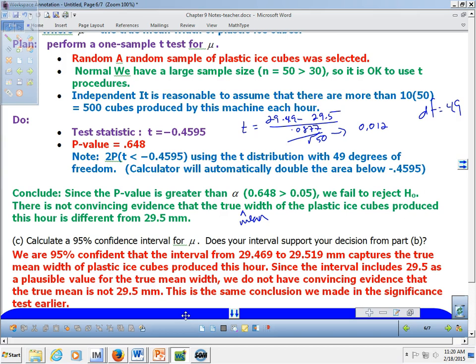So that's it. Like I said, a lot of the same stuff, just getting to a p-value is a little bit different, and obviously our normal check, and the fact that we're using a t statistic instead of a z statistic when we're testing for a mean, okay?